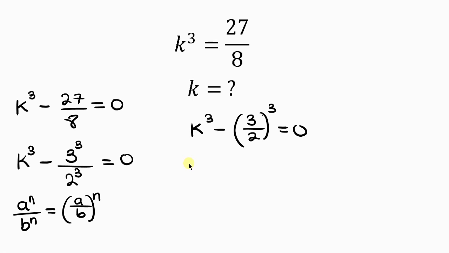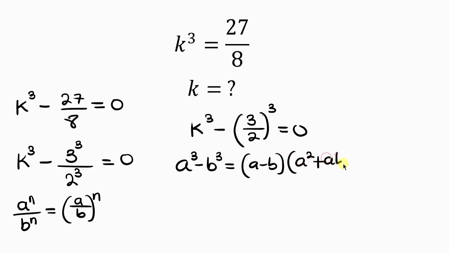Very good. Now notice that we have an expression in difference of two cubes. Well, difference of two cubes has a property which says, for example, when I have a cube minus b cube, this is equal to a minus b times a squared plus ab plus b squared. So let's apply this property to what we have here.